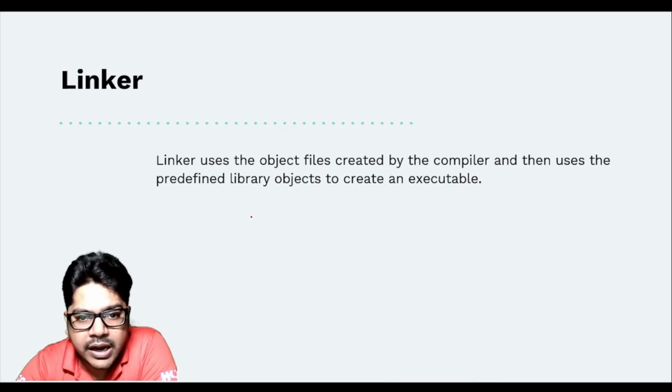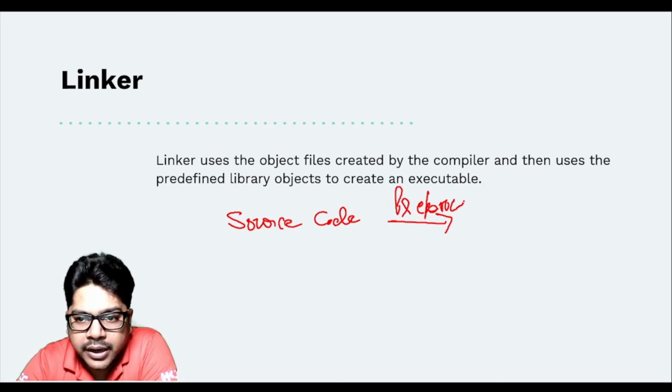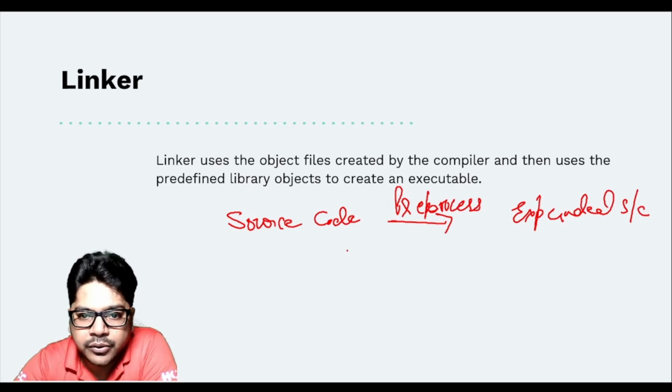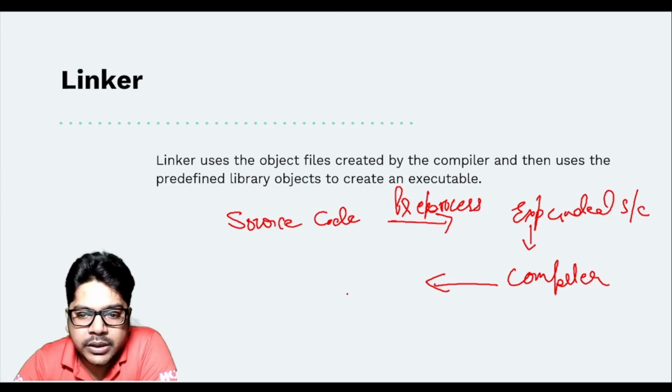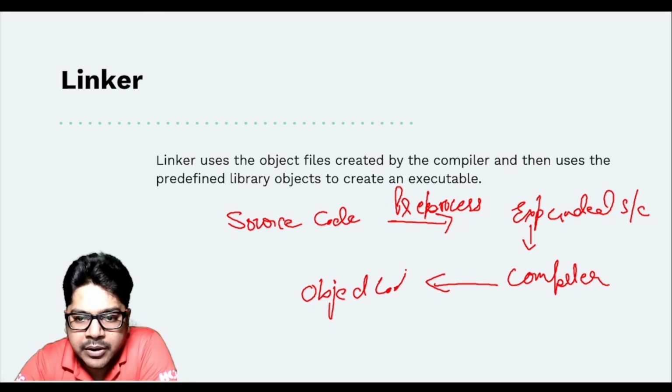So basically you had your source code. Okay, then the preprocessor came into picture, right? It expands. So now it becomes expanded source code. Okay, expanded source code. From here the compiler came into picture, and it became what? It became an object code. Okay, let's take it as object code.